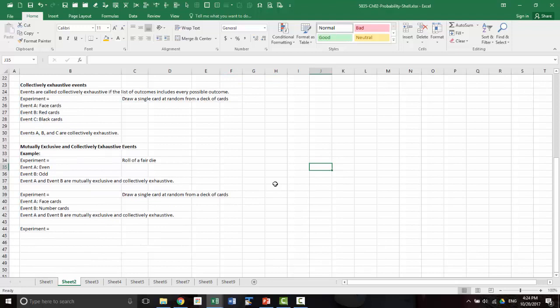One more example, the last one. Once again, let's look at an experiment of drawing a single card from a random deck of cards. Event A, let's say, is red cards. Event B is black cards. So obviously these two are mutually exclusive and collectively exhaustive.